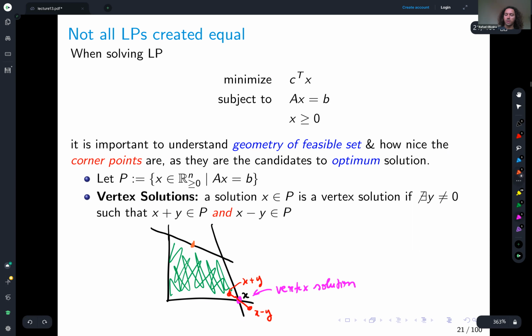Now, what about the orange one? Is the orange one a vertex solution? The answer is no, because here, if I take this direction y, x plus y is in the polytope, and x minus y too. All of them are in the polytope, so these three directions are in the polytope. So this one here is not a vertex solution. Does that make sense?